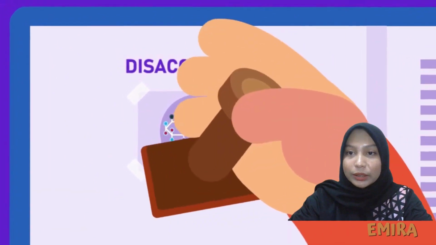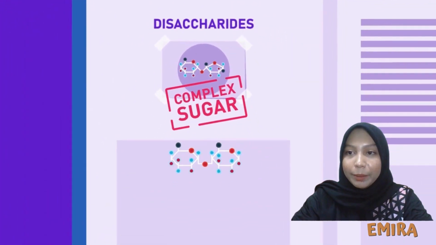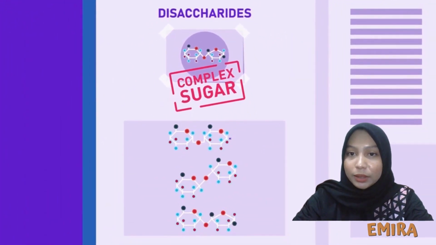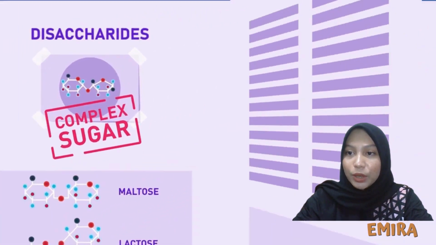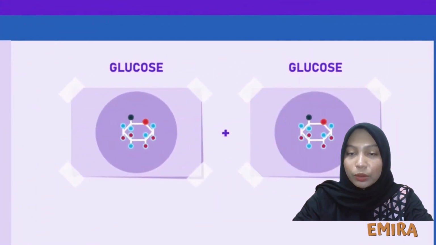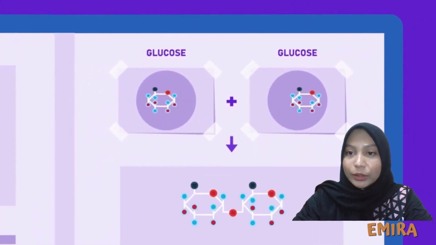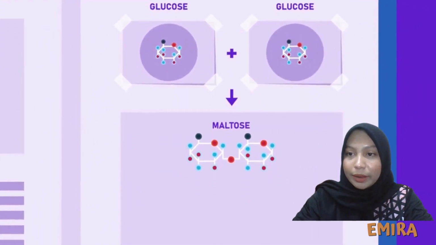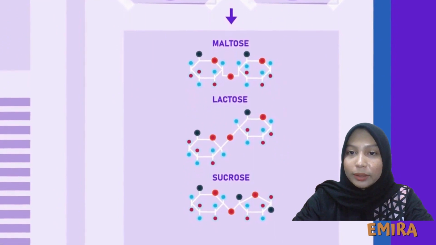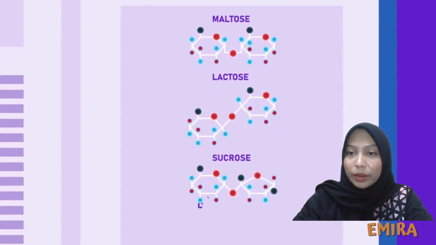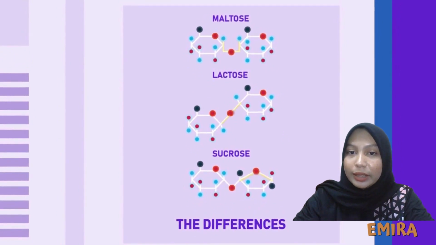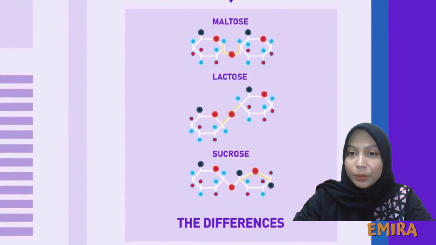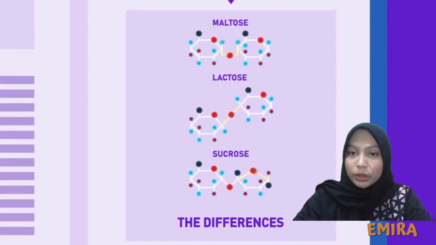Disaccharides are also known as complex sugars as they have complex chemical composition, and maltose, lactose, and sucrose are their examples. Disaccharide molecules are made up of two molecules of simple sugar condensed together. The most common type of disaccharide has 12 carbon atoms with the general formula C12H22O11. The differences in the disaccharides are again due to the different atomic arrangement within the molecule.